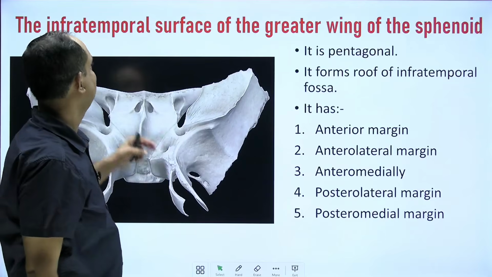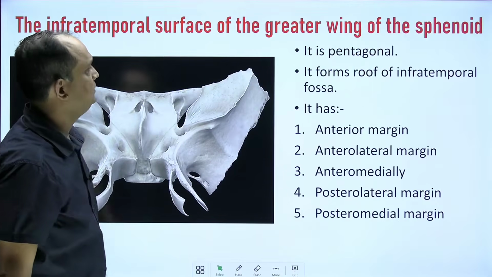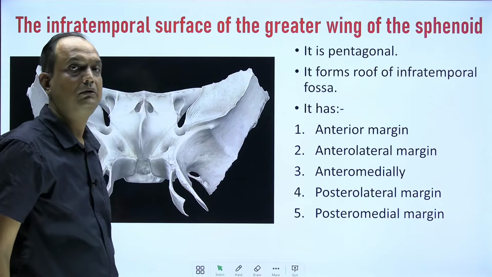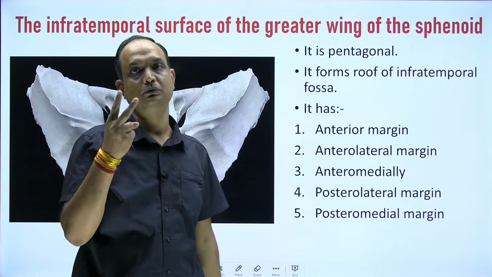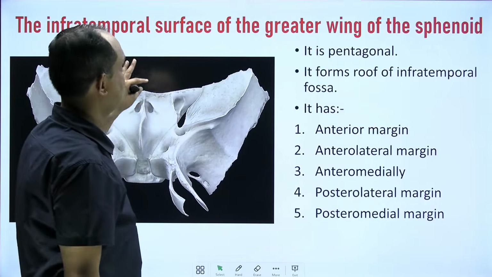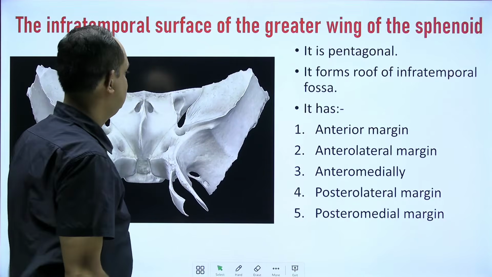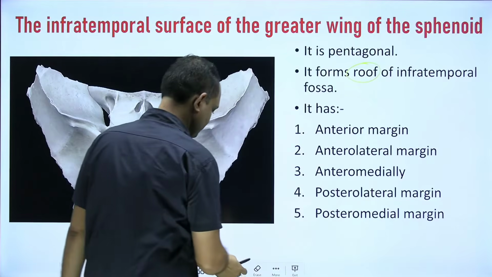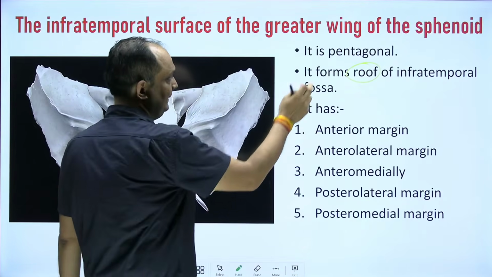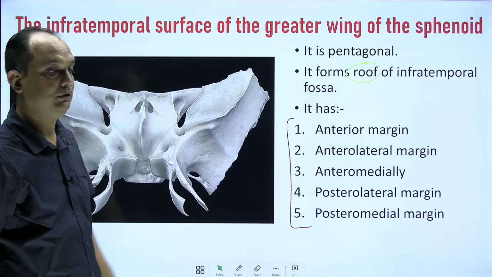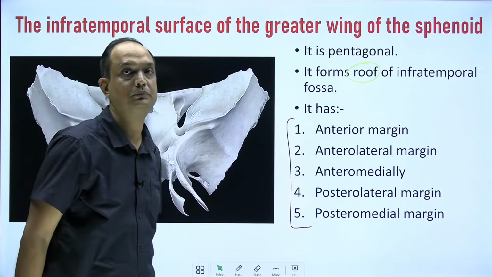Now, the next thing is the infratemporal surface of the greater wing of the sphenoid. Initially I told you that when we are talking about the norma basalis, we will see two things. One is the pterygoid process and the second is the infratemporal surface of the greater wing. This surface is pentagonal and it forms the roof of the infratemporal fossa, and since it is pentagonal, you will have 5 margins: anterior, anterolateral, anteromedial, posterolateral and posteromedial.